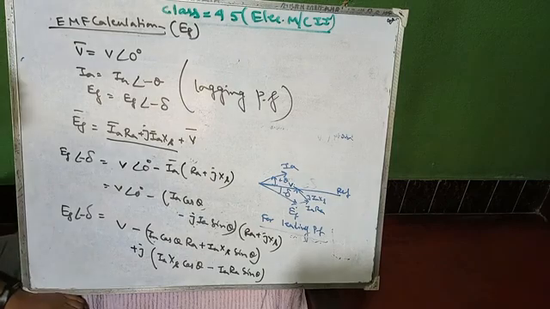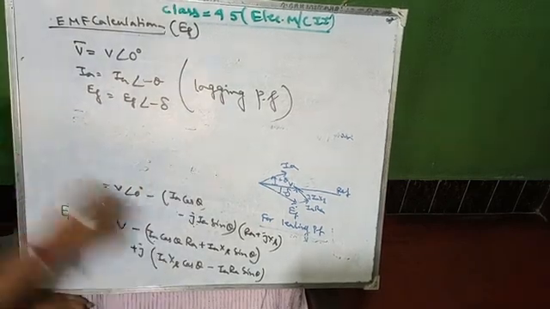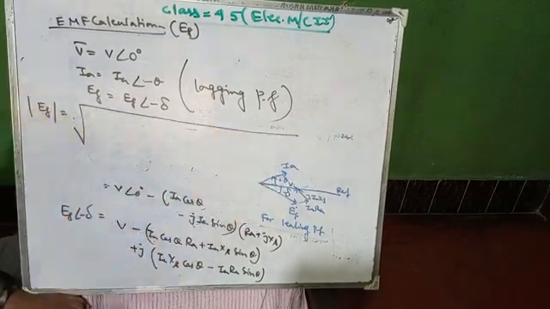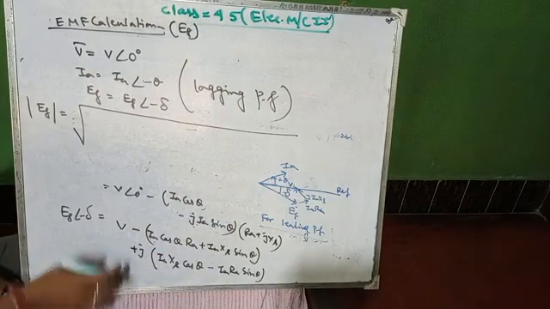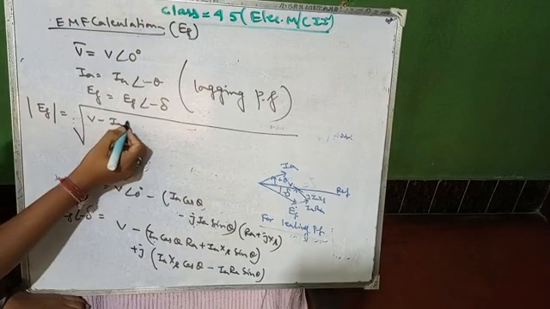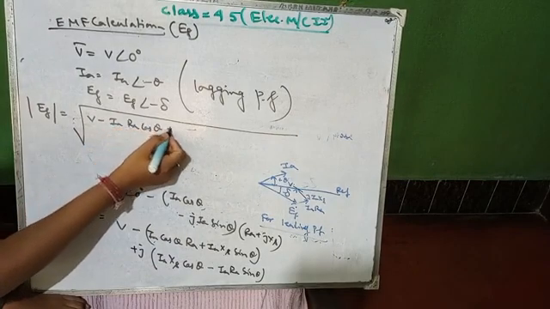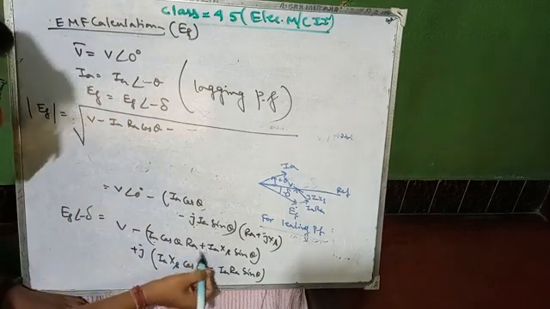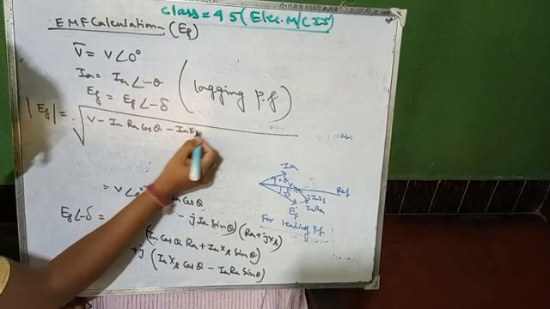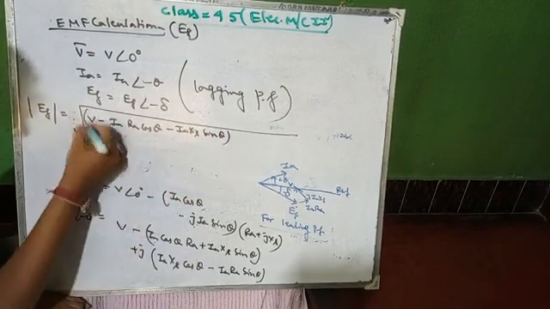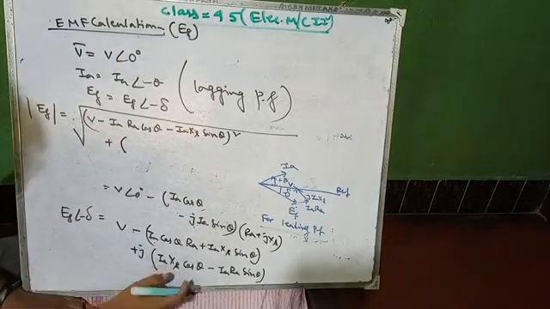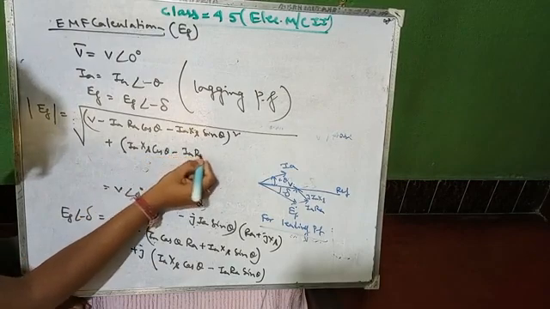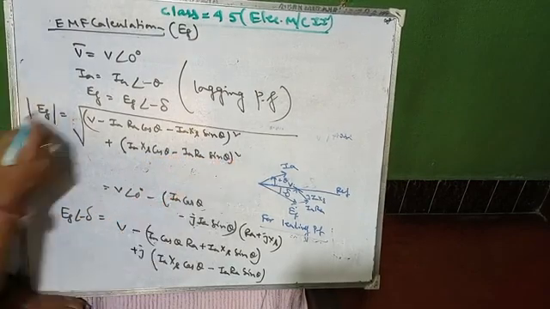If we want to find the magnitude of EF, you have to segregate the real part and imaginary part and square them. So V minus IARA cos theta, plus, it will be minus because the negative sign is taken inside the bracket. This one is your real part squared, and the imaginary part will be IA XS cos theta minus IARA sin theta, squared. So this is the magnitude of the EMF.